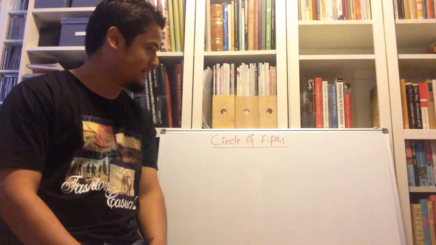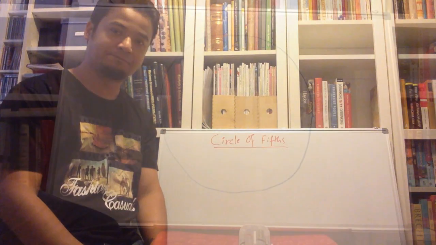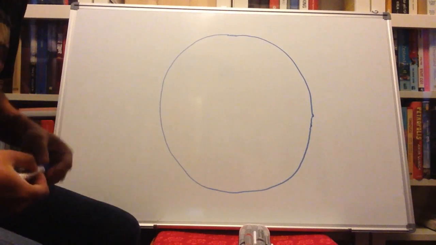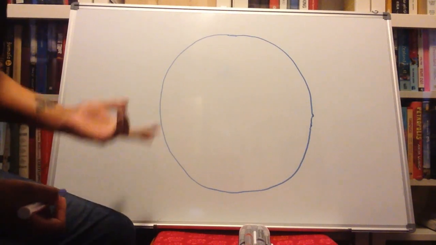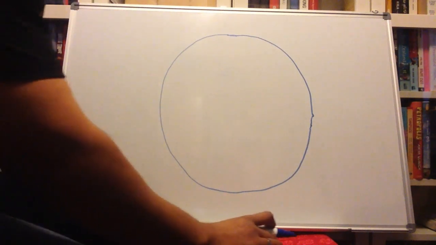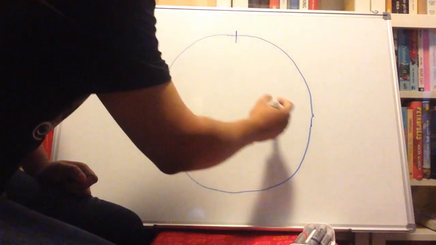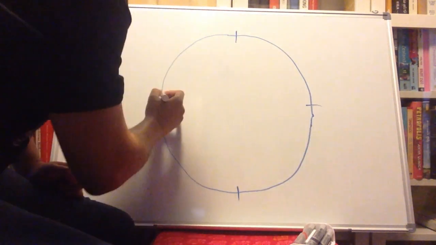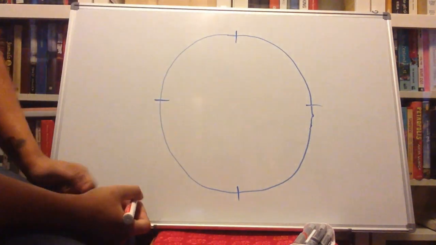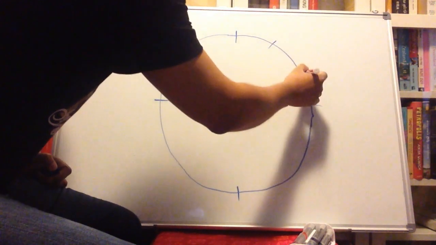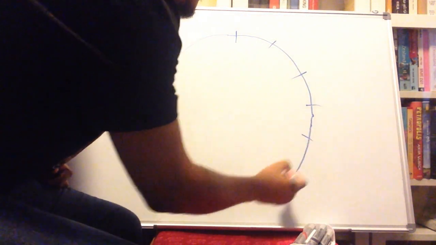So okay, let's get started and let's see what the circle would look like. Okay, so here we are with the circle. This might not be the best circle in the world, but bear with me with my circle. Let's divide it half and half from there to here. Because we have 12 notes, we have to put all the 12 notes here. So let's do it like this.